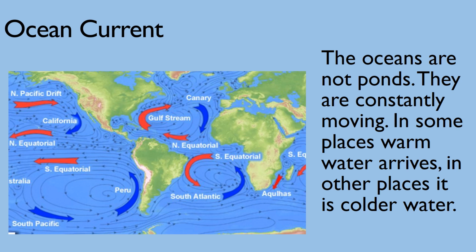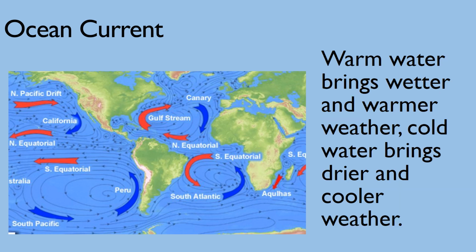which brings us lots of warm, wet weather. Okay. If you look on the map at a place called Peru in South America, you'll notice that's got cold water going past it. And that's one of the reasons that Peru is actually so dry, because where you get cold water, you get drier weather. So just to repeat, warm water brings wetter and warmer weather. Cold water brings drier and cooler weather.